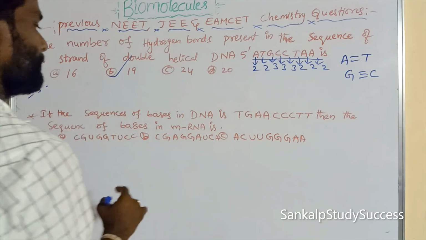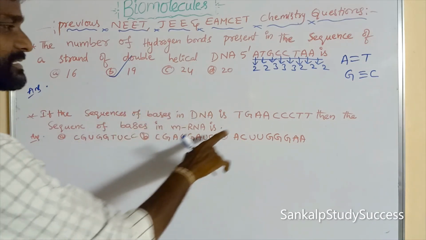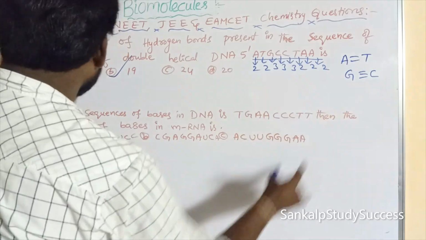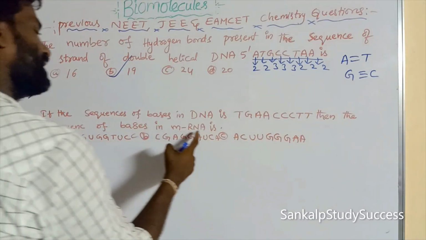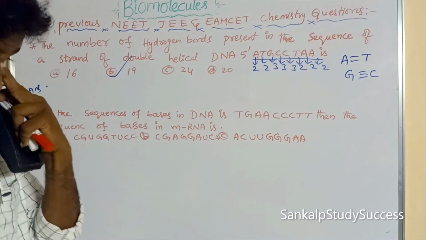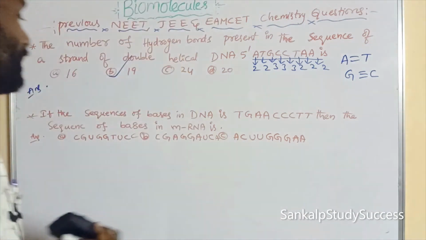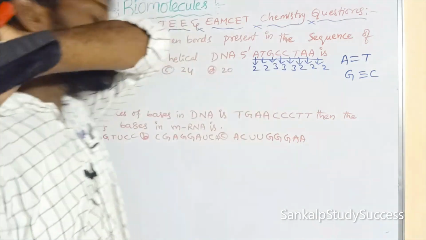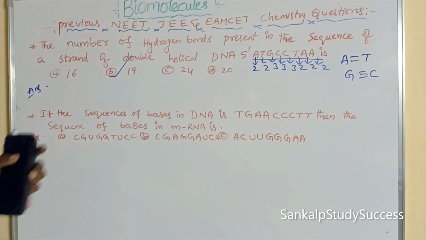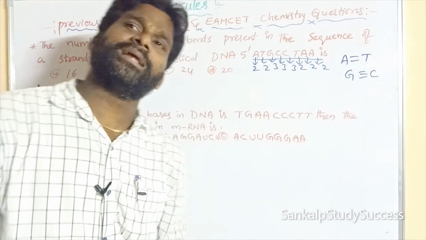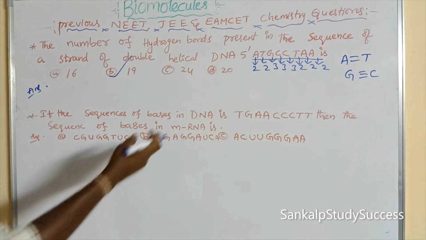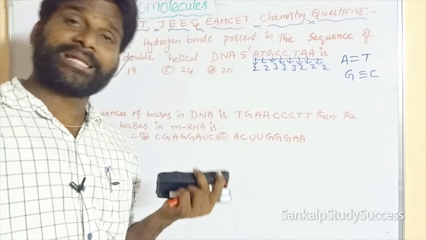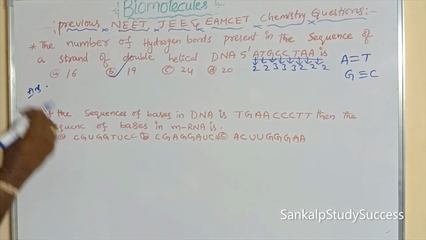If the sequence of bases in DNA is TGAA-CCC-TT, then the sequence of bases in mRNA is. Here in this question, what is given? The sequence of bases in DNA is given. He is asking to find the sequence of bases in mRNA. In mRNA, that is messenger RNA, rRNA means ribosomal RNA, tRNA means transfer RNA.